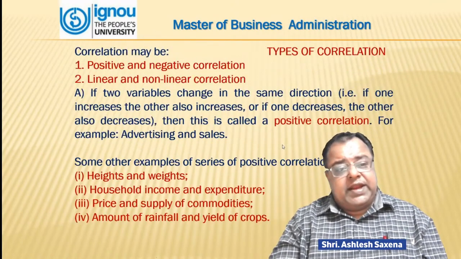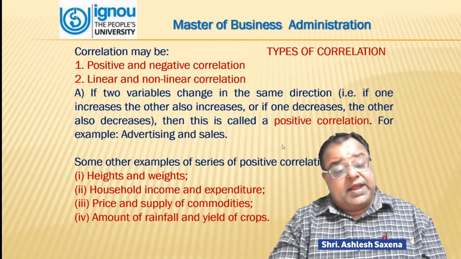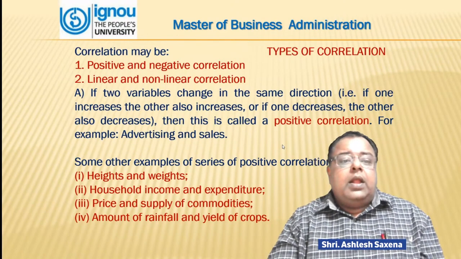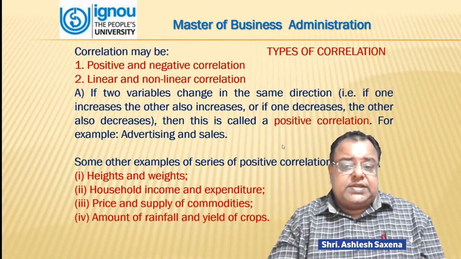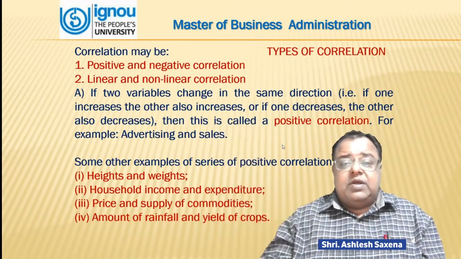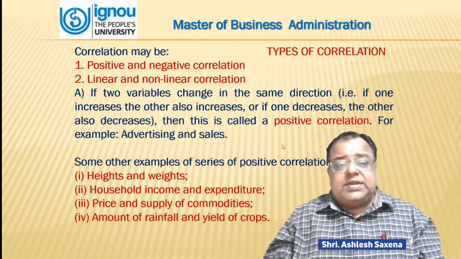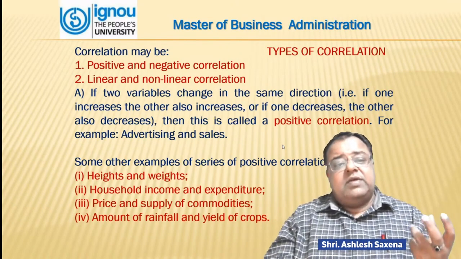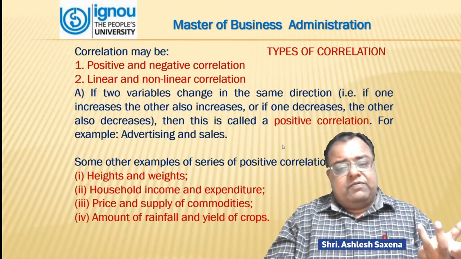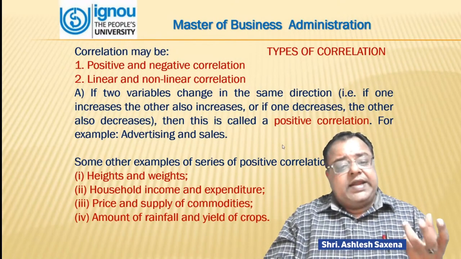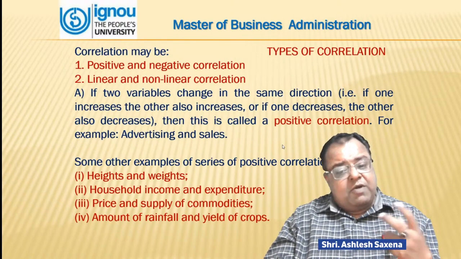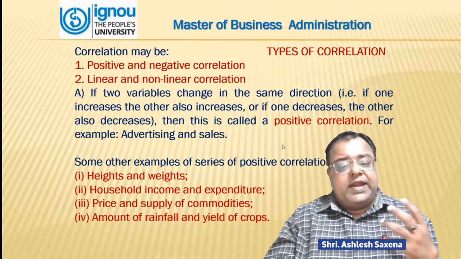Correlation may be positive and negative. Second type is linear and non-linear correlation. If two variables change in the same direction, that is, if one variable increases, then the other also increases, or one decreases, the other also decreases, then it is a positive correlation. For example, advertising and sales. And some other examples of positive correlations are height and weight, household income and expenditure, price and supply of commodities, amount of rainfall and yields of crop.